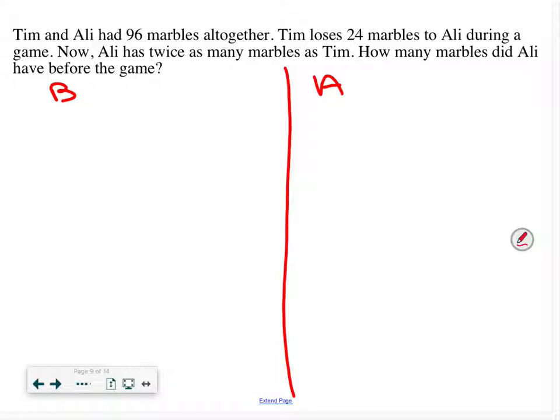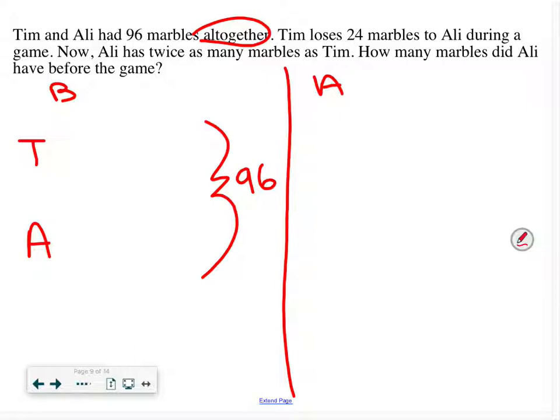Tim and Allie, so I know they're my two people. I've got Tim and Allie had 96 marbles all together. That doesn't mean Tim has 96 and Allie also has 96. It means together, my whole is 96. So far, that's what I have.